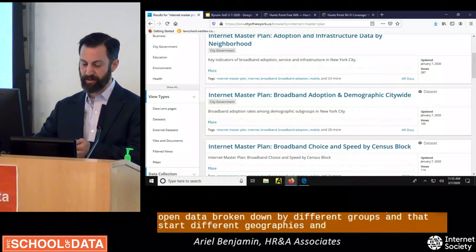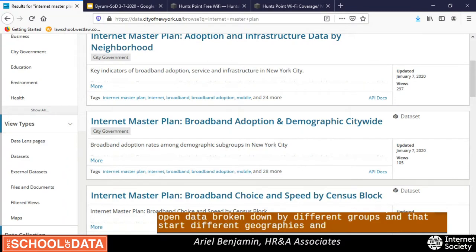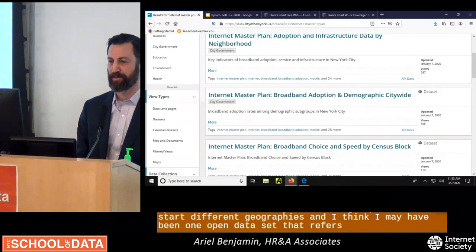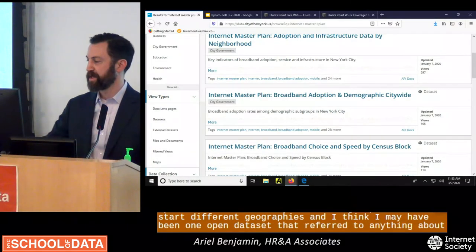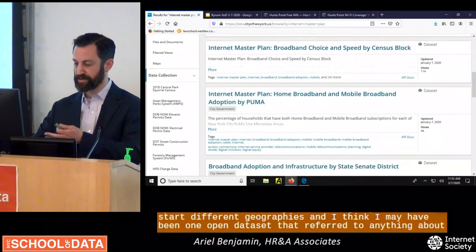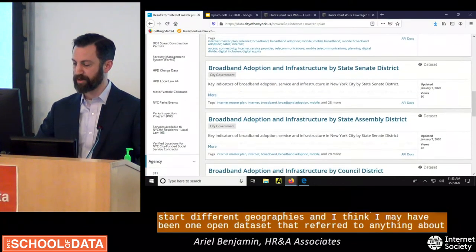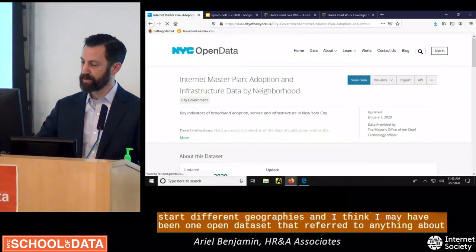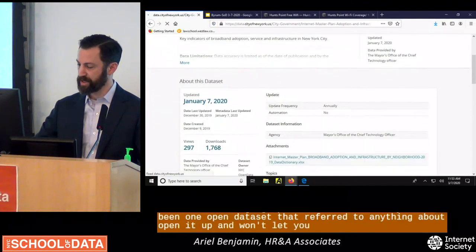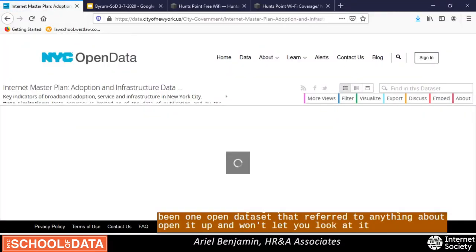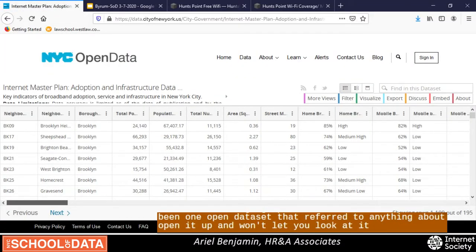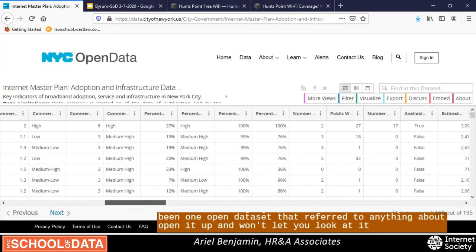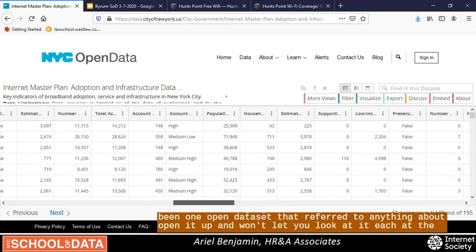Compiling this together. When I first started working for the city about 5 years ago, I think there may have been one open data set that referred to anything about broadband connectivity, and we now have a significant run of all this data. And if you open it up and were to look at it, it's a significant number of indicators, each at the neighborhood level.